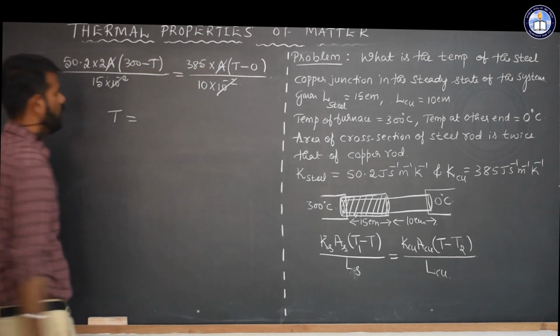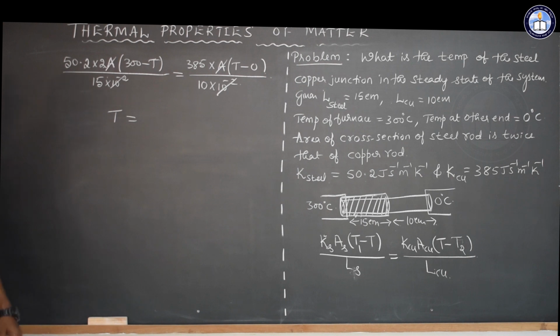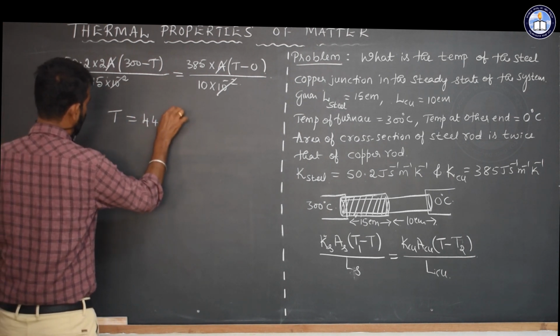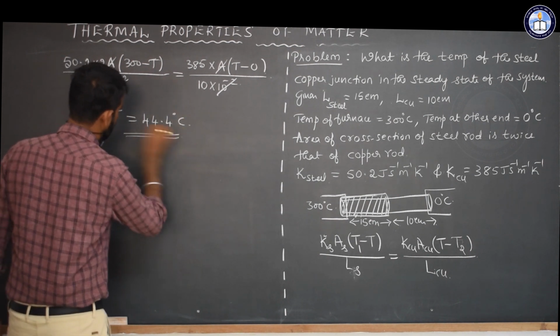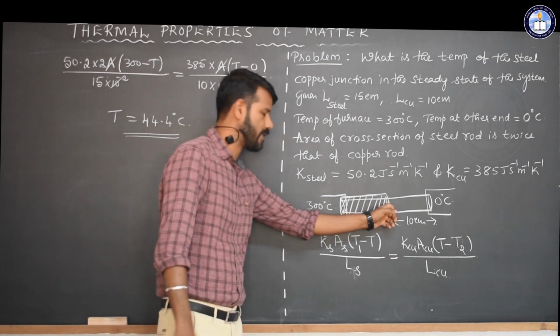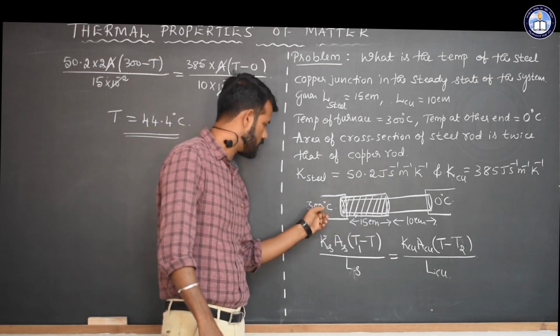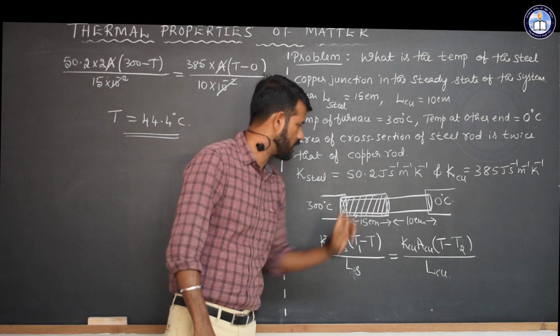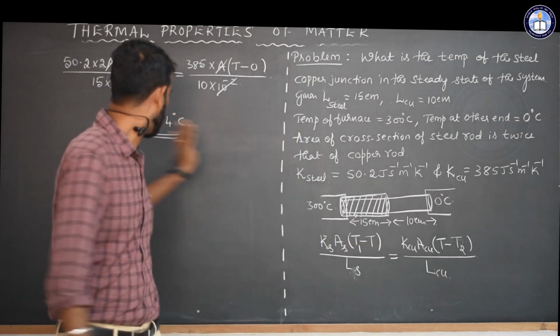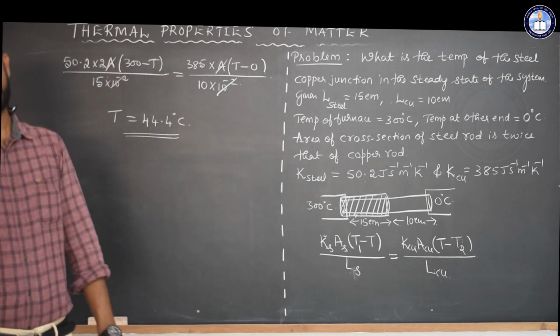This is simple mathematical rearrangement. It gives 44.4 degrees Celsius. So this is the interface temperature, the temperature at the junction. Here is 300 degrees Celsius, here is 0 degrees Celsius. So the temperature of the junction T is equal to 44.4 degrees Celsius.